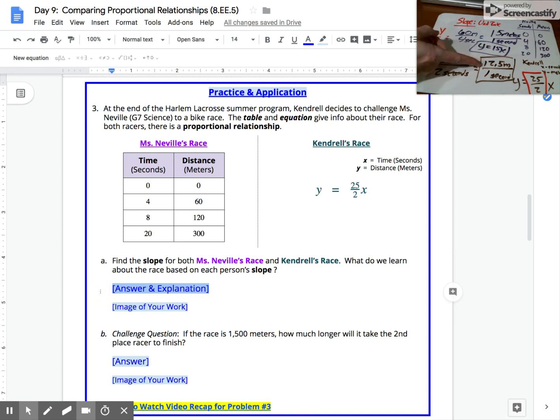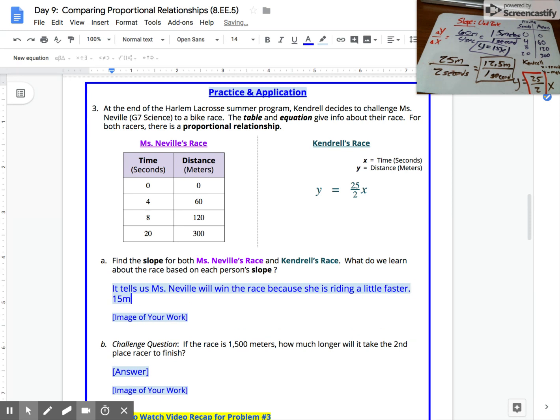So if we're talking about part A here, that's really the information that we were looking for in part A, is what we saw on the whiteboard. It tells us Miss Neville will win the race because she's riding a little faster. And then if you're getting specific, you could explain that 15 meters per second is faster than 12.5 meters per second.